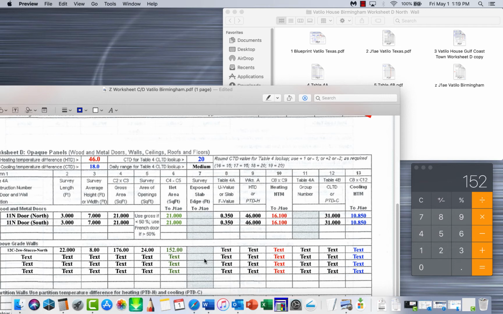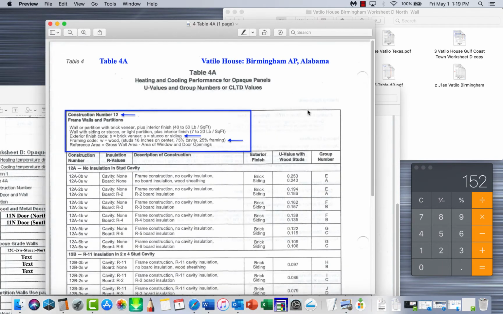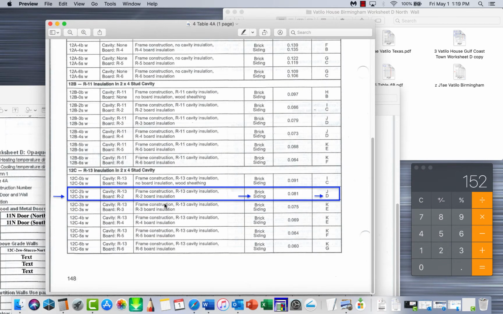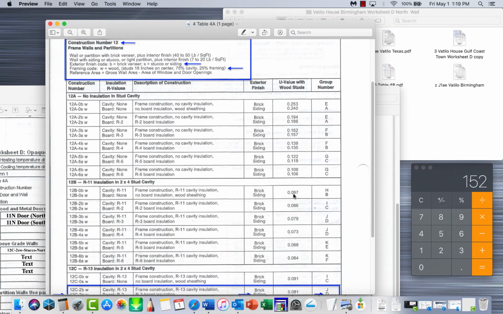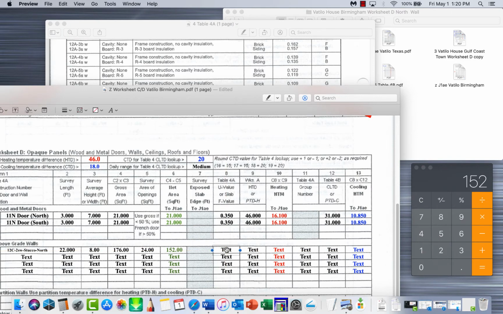All right, next, exposed slab. Well, as you can see, this isn't dealing with a slab, so that area is grayed out. We can move on to column 8. Now, column 8 is also table 4A, and we have to get the U value or an F value. So we go back to table 4A, look down at ours, and of course, as you can see, the wall construction really determines what the U value of this is. And you come up here and you can see the U value with wood studs. So whether it's brick or siding on the inside, the U value of the wall itself is going to be the same. So 0.081.